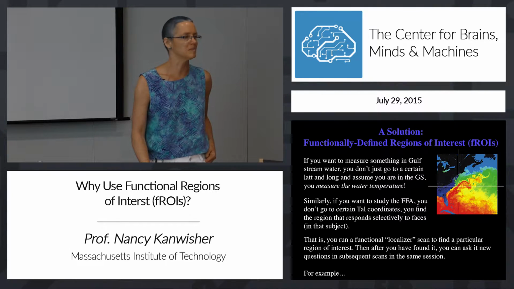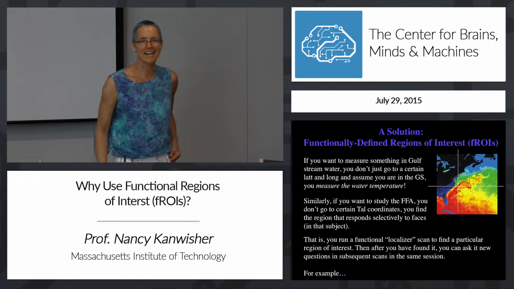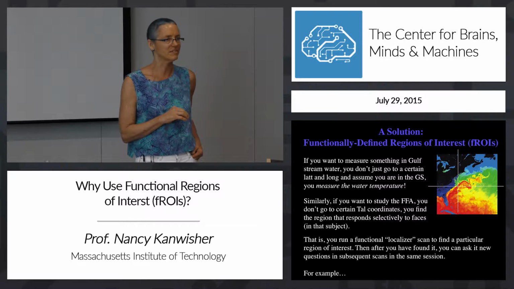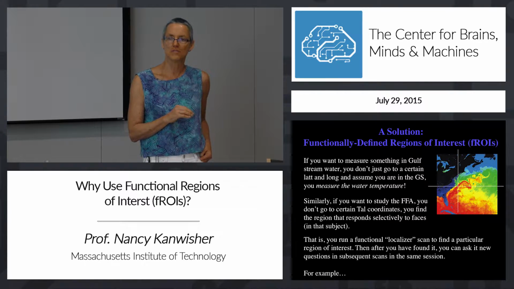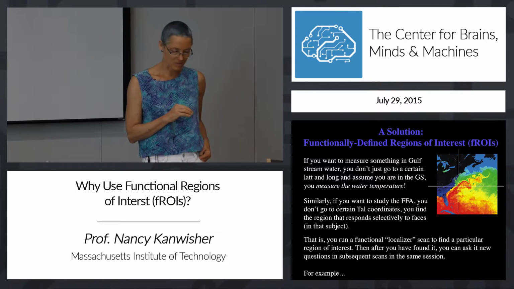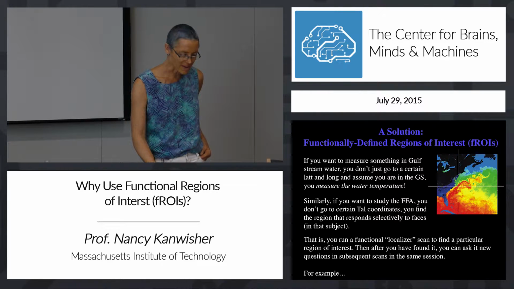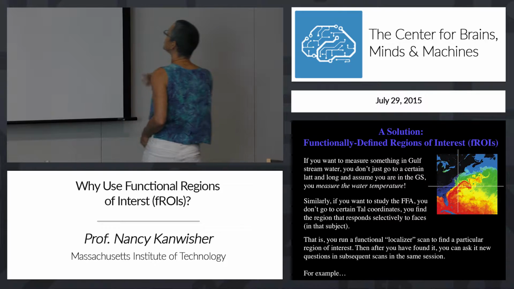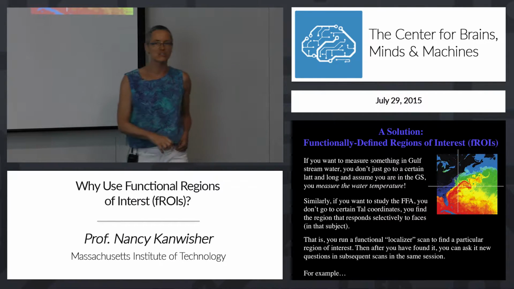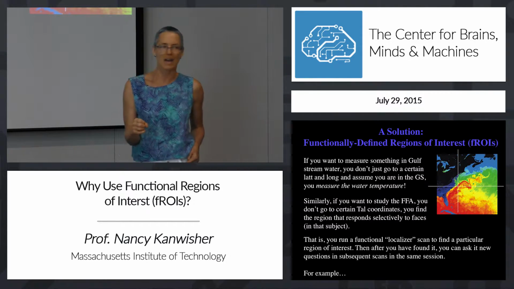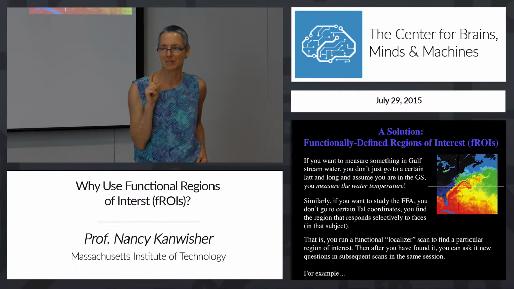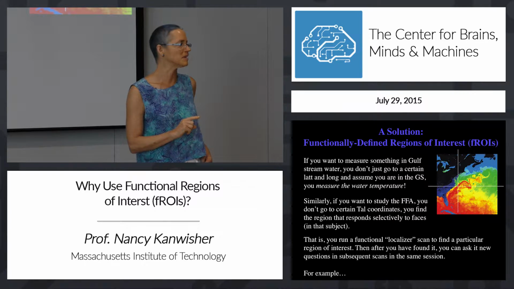Okay, so enough of the problems. What do we do about it? There are lots of things that can be done about it, but the thing I want to talk about today is the solution that uses functionally defined regions of interest. Okay? So the idea here is, as I said before, if you want to study the Gulf Stream, you don't go to a particular latitude and longitude and measure the water there and just be confident. You find the Gulf Stream, and then you measure the water temperature. Okay, we want to do the same thing in the brain.